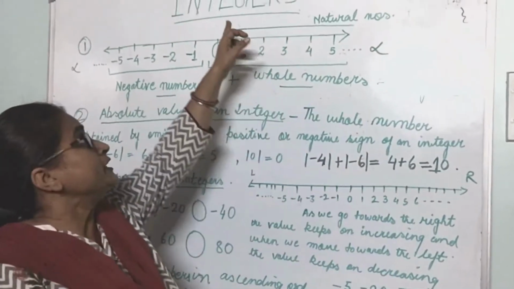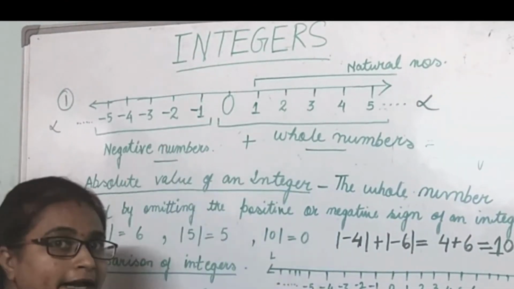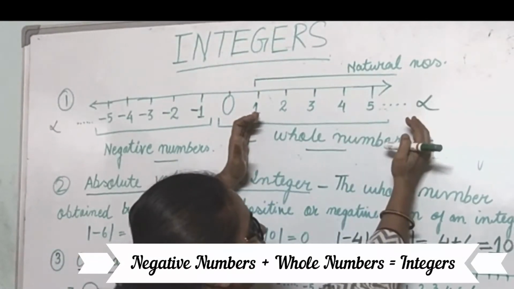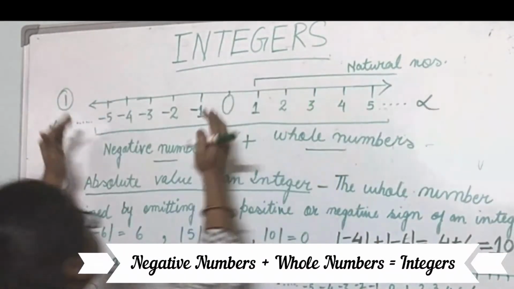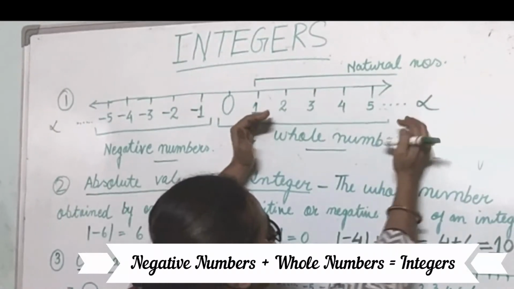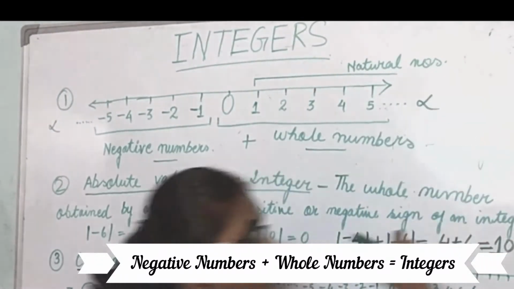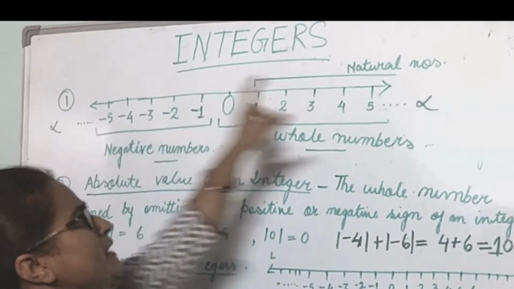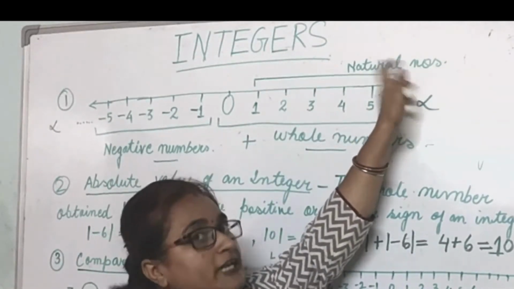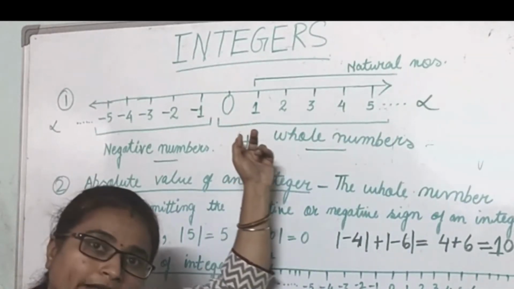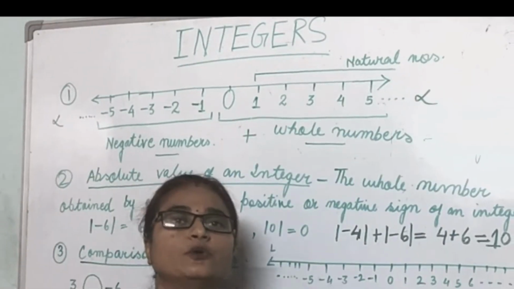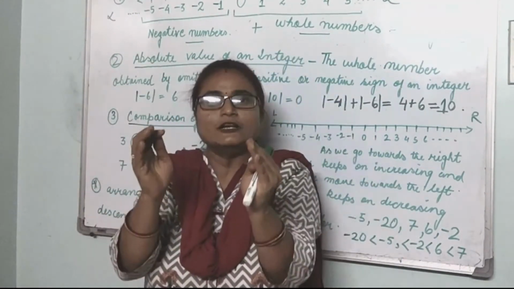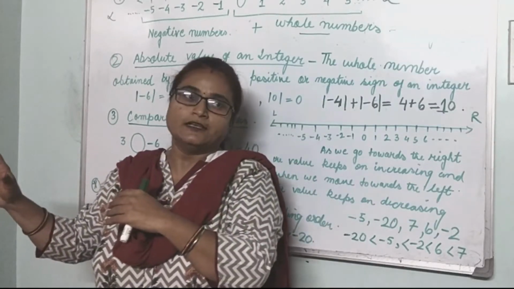When we combine the set of negative numbers with the set of whole numbers, we get integers. So negative numbers plus whole numbers equal integers. If you say, no ma'am, I want to say negative numbers plus natural numbers, then if you take natural numbers, you are excluding 0, so you have to include 0. So positive numbers, negative numbers, and when 0 is included, we get integers. Hope it's clear.